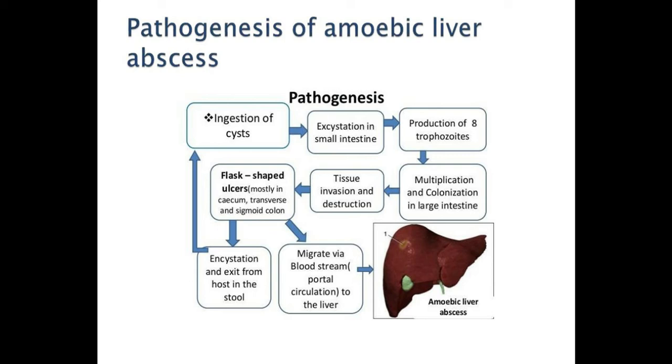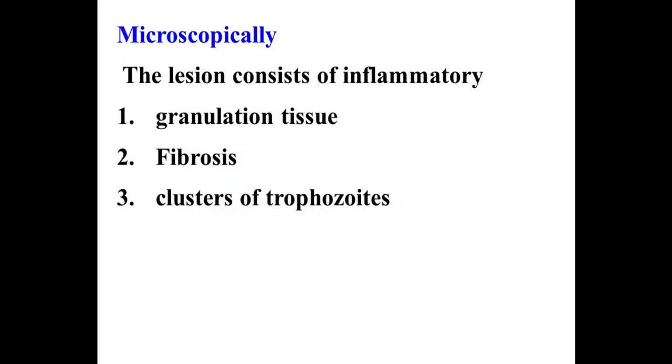So the hepatic portal vein is a very important site because it is responsible for the travel of these cysts to other parts. They start with the excystation in the small intestine, but they end up with the encystation that exits through the stool. So through stools, it can then travel and spread. That is why it is endemic, because if someone has this disease, it can spread where poor hygiene is one of the key factors. Microscopically, the lesions consist of inflammatory granulation tissue, fibrosis, and clusters of trophozoites.